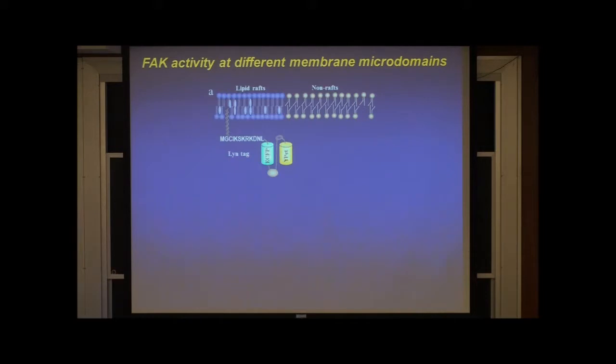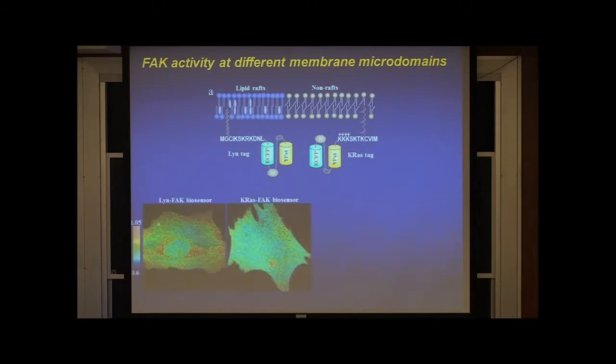But we can engineer the FRET biosensor to specifically force the biosensor to stay inside lipid rafts. As you can see here, we can add a peptide containing glycine 16, and it will be modified with a saturated fatty acid chain, inserted into lipid rafts. Or we can modify the biosensor so that it will be forced to stay outside the lipid rafts. And we can compare which biosensor can report the FAK activity, okay? To know whether focal adhesion kinase is specifically activated at certain microdomains, okay?